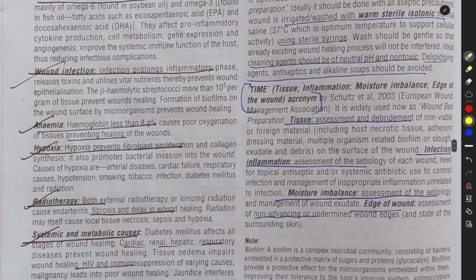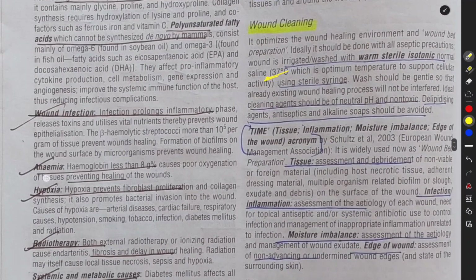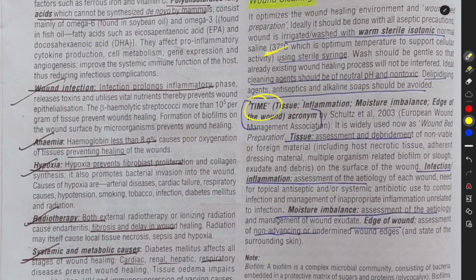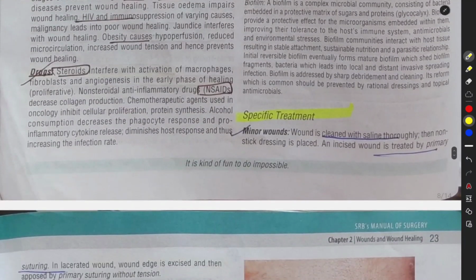Here there is an acronym called TIME: tissue, inflammation, the moisture balance, and the edge of the wound. You need not write this, only this warm sterile isotonic normal saline part is important for wound cleaning. Here the TIME acronym is for assessment of the tissue, then assessment of infection and inflammation, then assess the moisture imbalance, and then assess the edge of the wound. This is just to remember how to assess stuff in wound. Then at last comes the specific treatment.